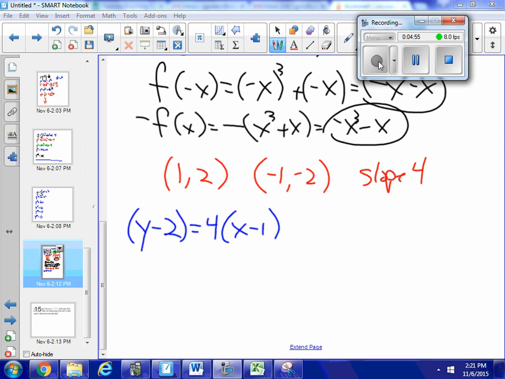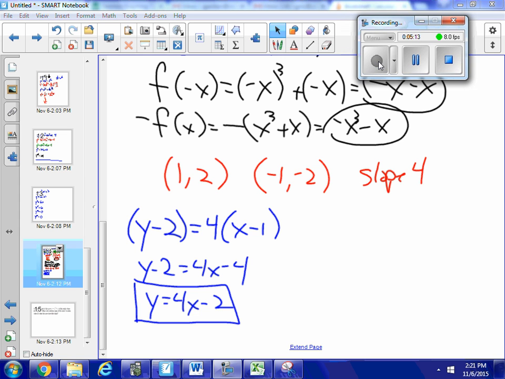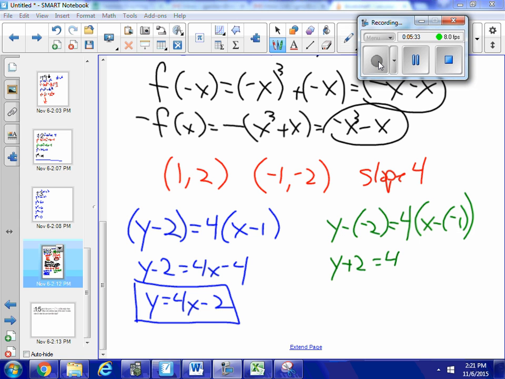Or I have y is equal to 4x minus 2. So that's one equation of one of the tangent lines. And for the other tangent line, I would have y minus negative 2 is equal to 4, my slope, times x minus negative 1, using my parentheses, not losing negative signs. y plus 2 is equal to 4x plus 4. y is equal to 4x plus 2. So those are the equations of my two tangent lines.